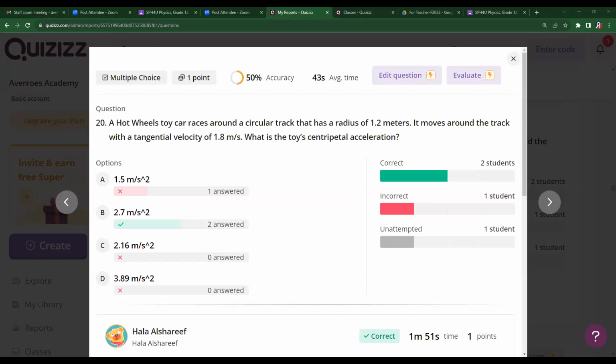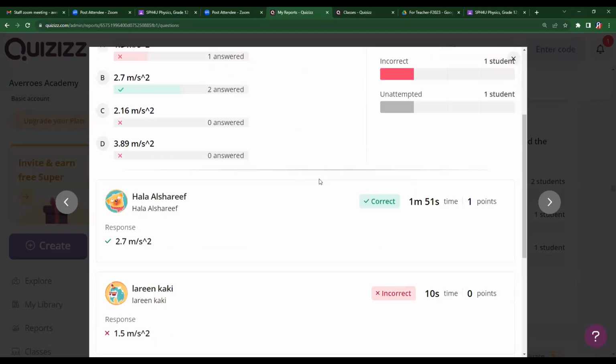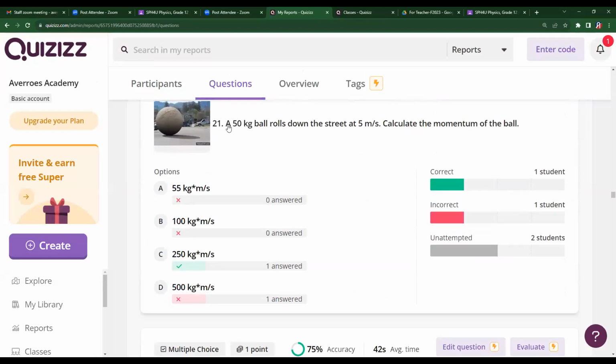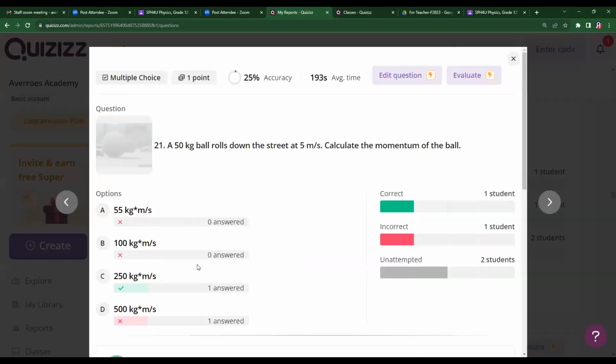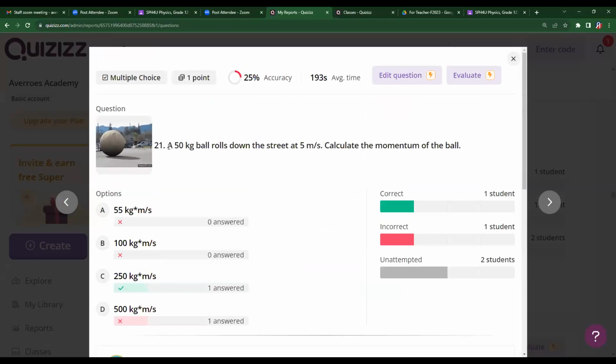Okay, 21. You have mass, you have speed, how to get momentum? Momentum is the product of mass and speed, right? So 50 by 5 is 250. Hala answered. So Loreen, you see that it's just plug and chug. Momentum is mass multiplied by speed. And always check if they're in proper units. If they're not SI units, you change them. Mass should be in kilograms, speed in meters per second.